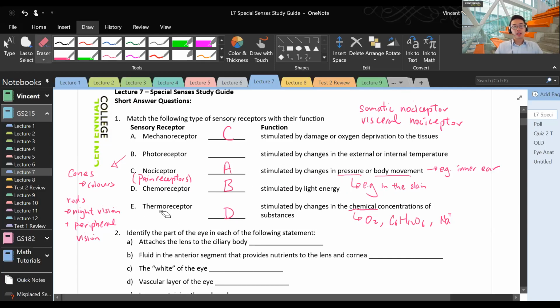And finally, the thermoreceptors, which is quite self-explanatory. It is stimulated by changes in the external environment. Does anybody have any questions about any of these receptors?